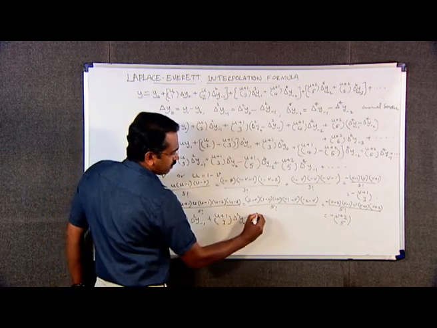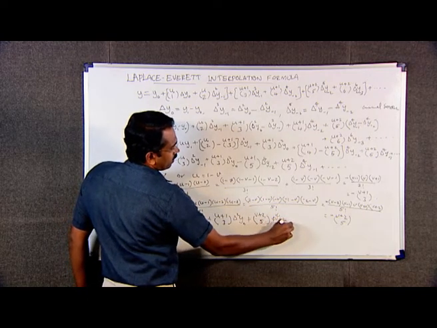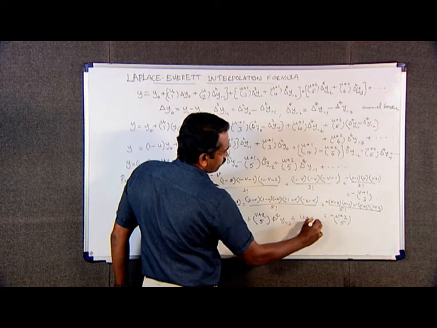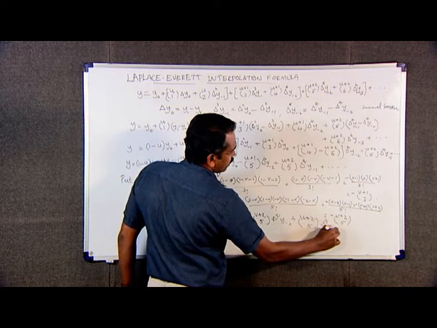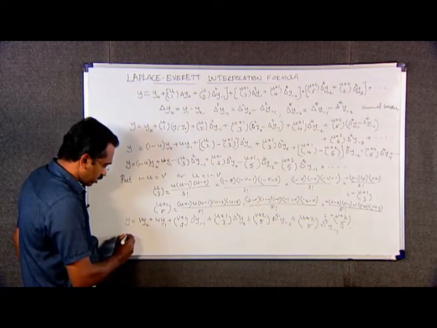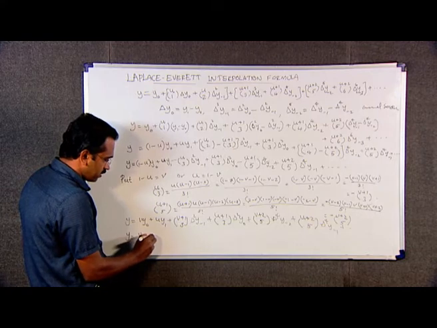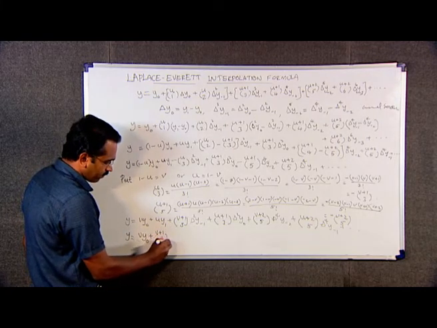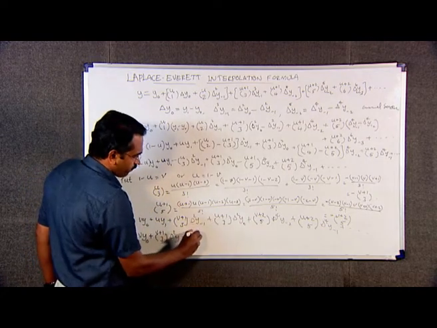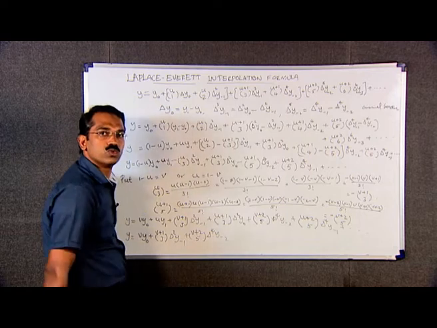(u plus 1) C5 is (v plus 2) C5 into delta raised to 4 y minus 2 plus (u plus 2) C5 into delta raised to 4 y minus 1 plus etc. That is, y is equal to, this can be written as v into y naught plus (v plus 1) C3 into delta square y minus 1 plus (v plus 2) C5 into delta raised to 4 y minus 2 plus etc.